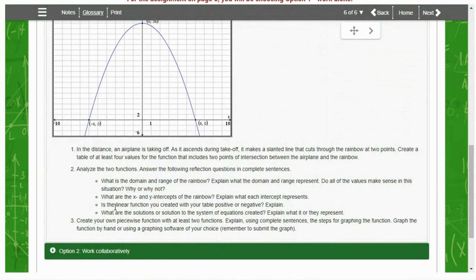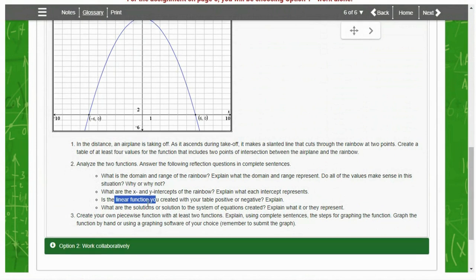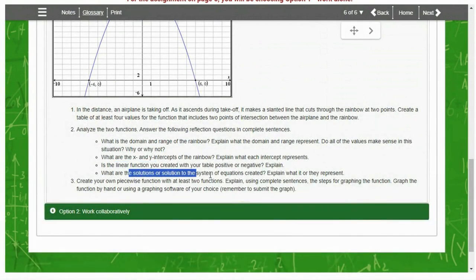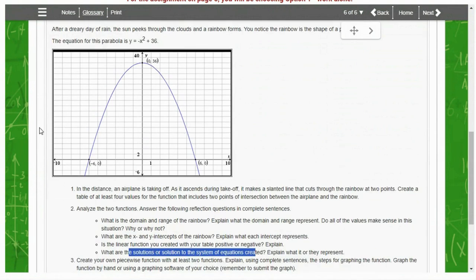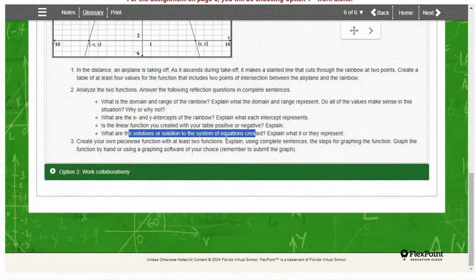And then it wants to know about the airplane function you created. Is it a positive equation or a negative equation? It could be either one, depending on what you create, because that's your choice. And then what are the solutions to the system of equations? Well, that would be the points where the airplane crosses through the rainbow. The solution would be this point and this point, whatever they are. Okay, so that is all about that.